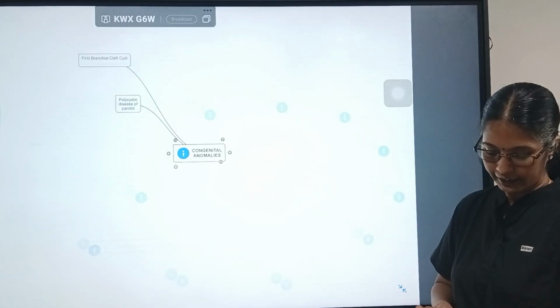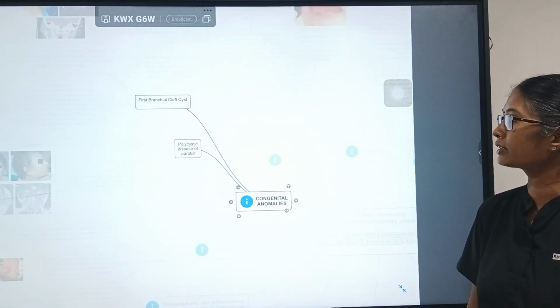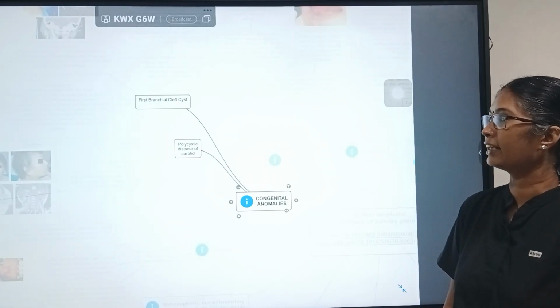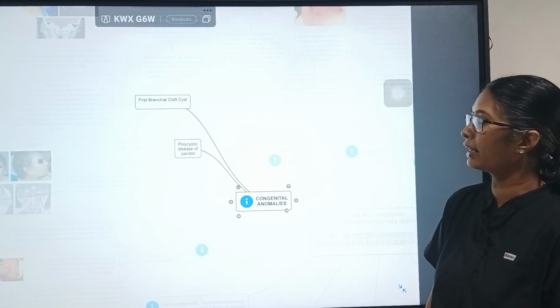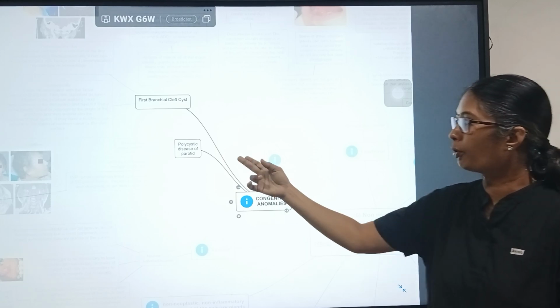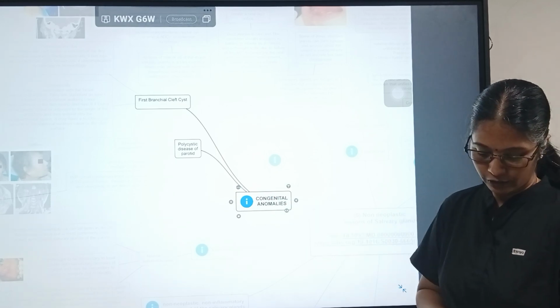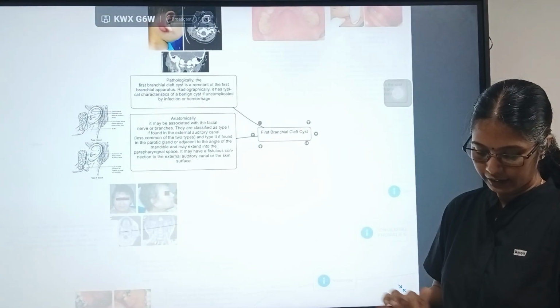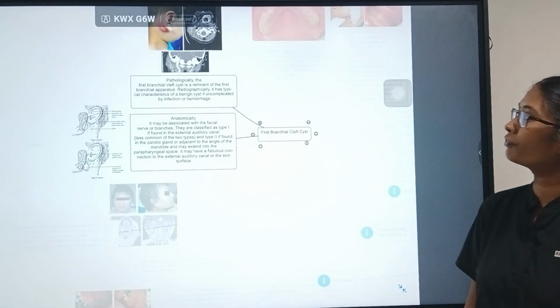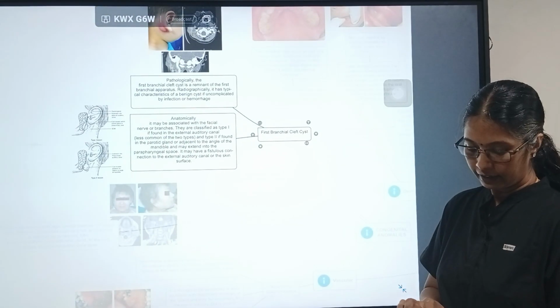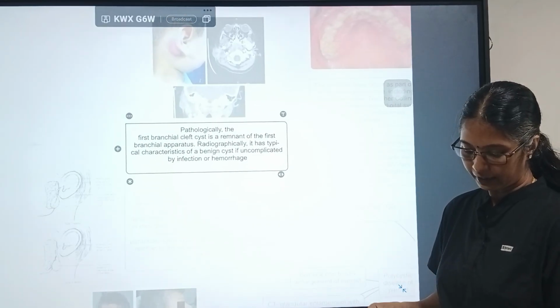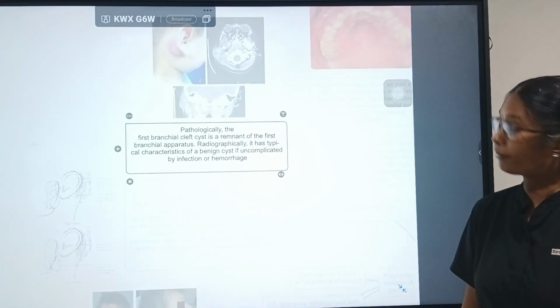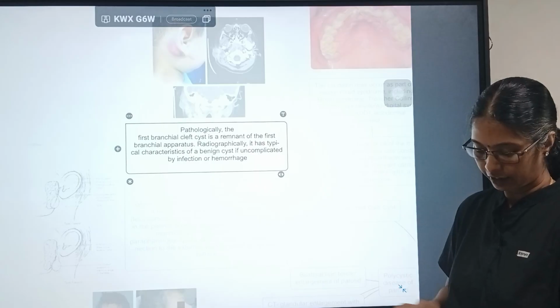We will see the congenital anomalies which cause lesions in the salivary glands. The first one is the first branchial cleft cyst. The second is the polycystic disease of parotid. The first branchial cleft cyst is a remnant of the first branchial apparatus, which radiographically shows typical characteristics of a benign cyst if uncomplicated by infection or hemorrhage.